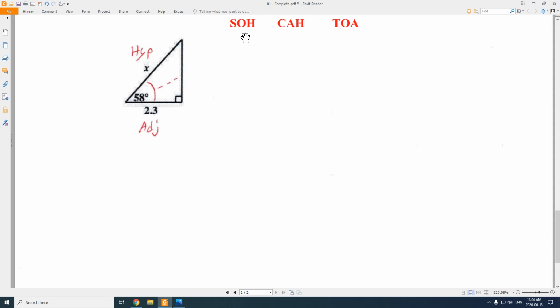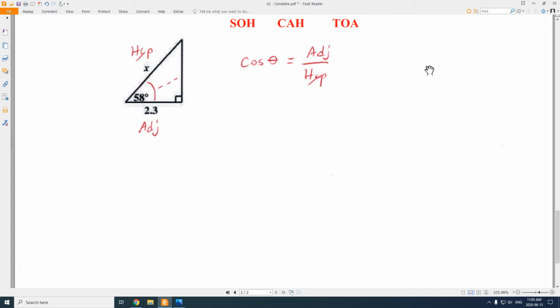So let's see, which of our equations are we going to use? Looking at the last two letters, adjacent and hypotenuse is cos, right? So I'll use the cos equation. That one is the only one that has adjacent and hypotenuse in it. All right, so I write that equation down. Cos of theta equals adjacent over hypotenuse.